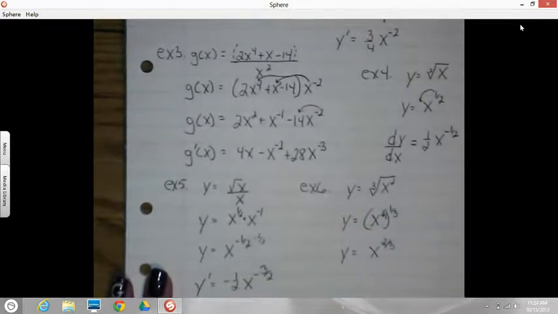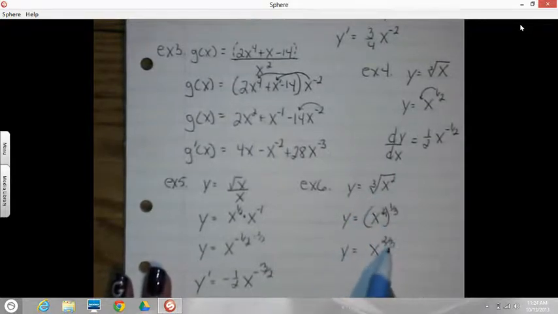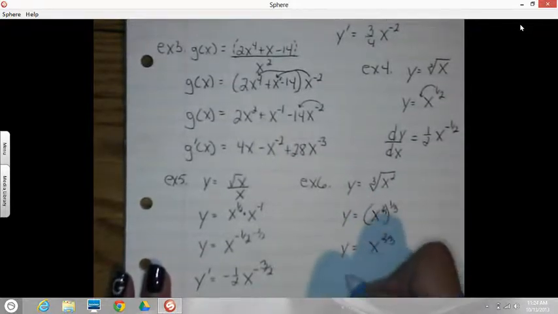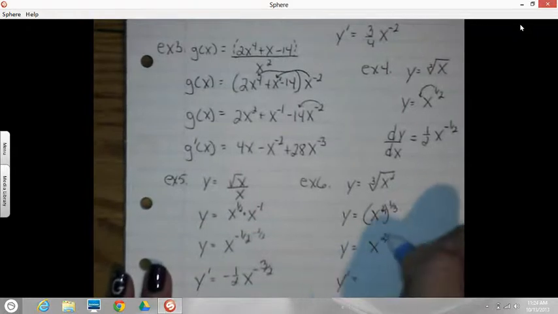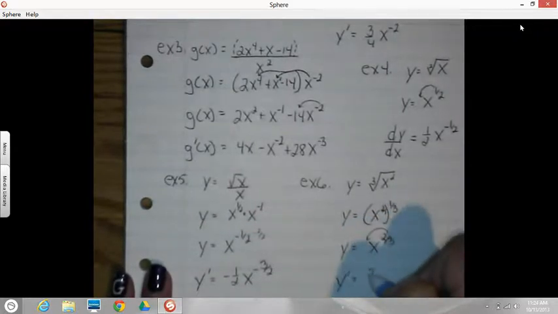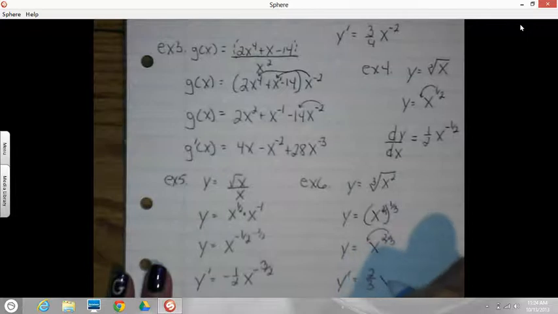Still have not done derivative yet. Don't think that's derivative. That's only simplifying this to get it into the form where we can do power rule on. Bring it down, 2/3 x, subtract 1. I'm going to get negative 1/3, subtracting 3/3.